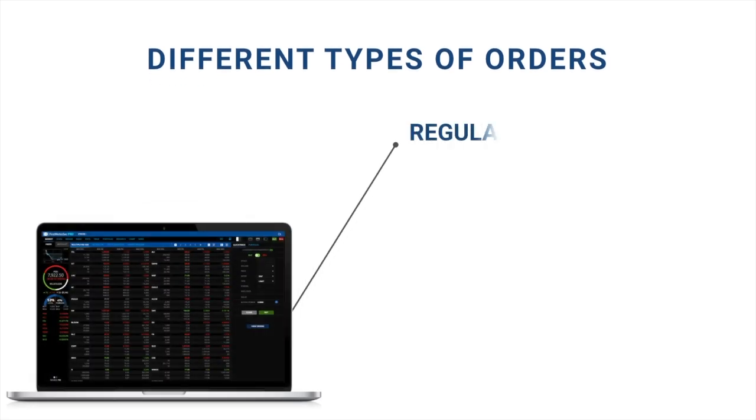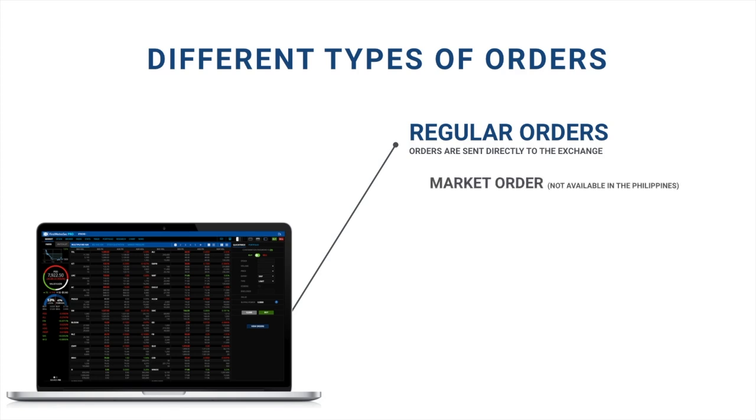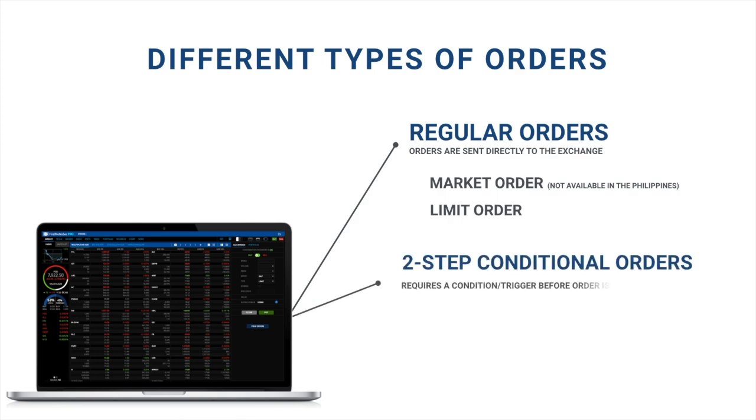Let me start by briefly describing different types of orders so that I can situate where the stop limit order fits in. There are regular orders that are sent directly to the stock exchange in a single step: the market order that isn't currently used in our market, and the limit order that we are all familiar with. And then there are the two-step conditional orders that first require a condition or trigger. When the condition or trigger gets hit, an order is then sent to the exchange. The stop order is the best example of this two-step conditional order.